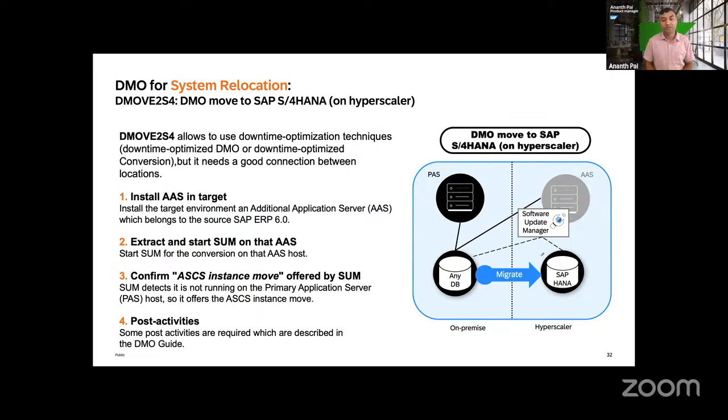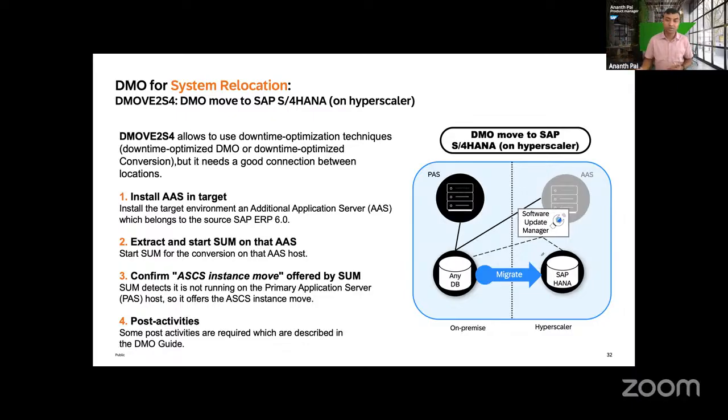Now, if you have an option of connecting your existing data center to a hyperscaler or the RISE environment, and if you have a good network connection, then you can combine the conversion and the system migration from on-prem data center to the cloud in a single step, in a single business, in a single technical downtime window. What do you have to do? You'll have to install an AS, the additional application server, on the target environment and connect it to your source database. So this becomes an extended part of your system.